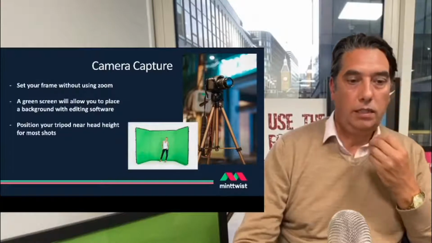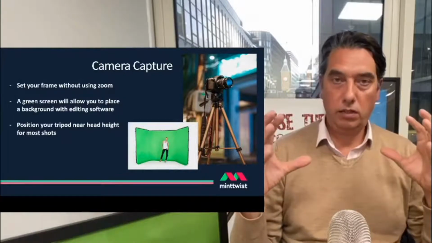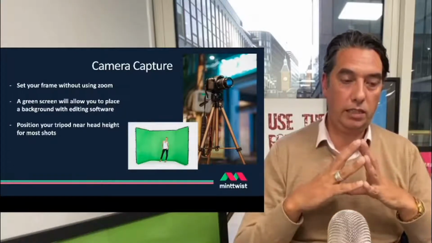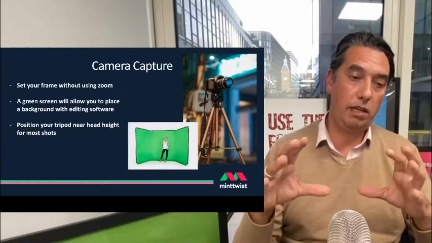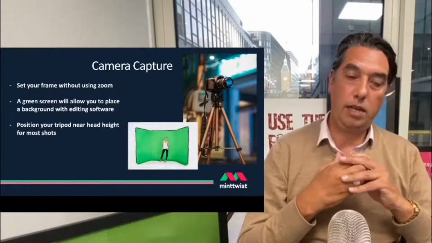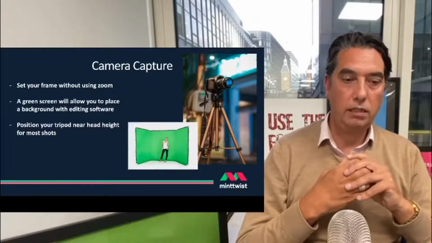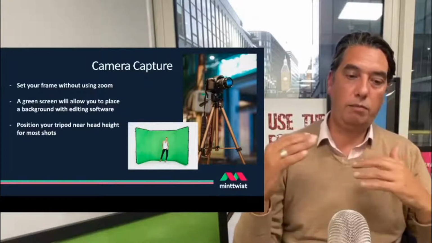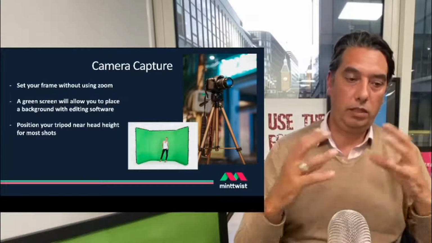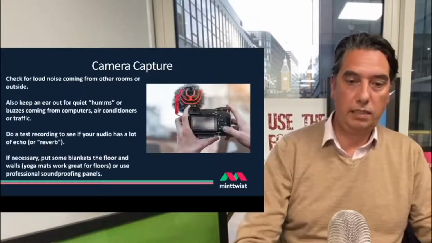Okay, camera capture. If we're going to set up in a studio and use a studio-based camera, we can set up off frame without using any zoom functionality. It's going to be more effective. We can also make use of a green screen that will allow us to overlay background images and other text and graphics, which will work well for certain types of explainer videos. Position your tripod at head height for most shots. If you're filming a shoot with people, with characters in it, sitting at head height makes sense as the default option.